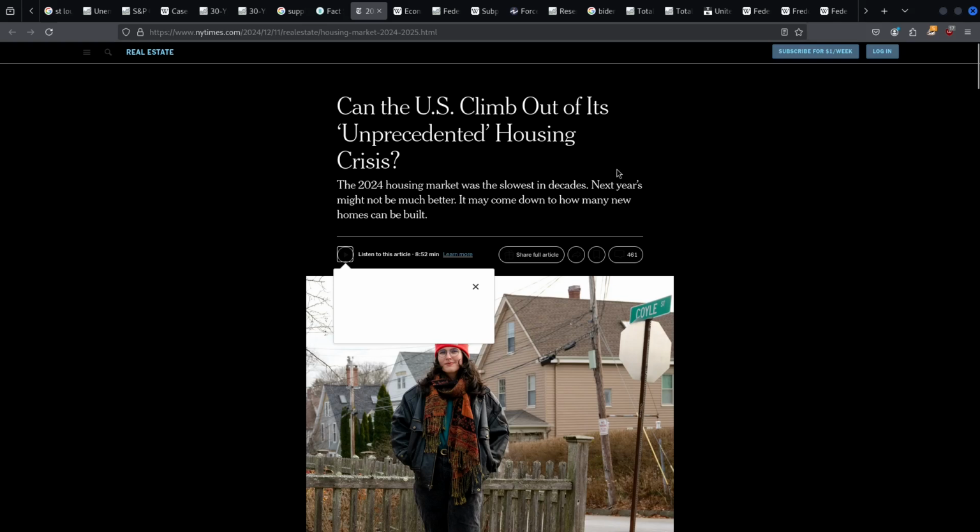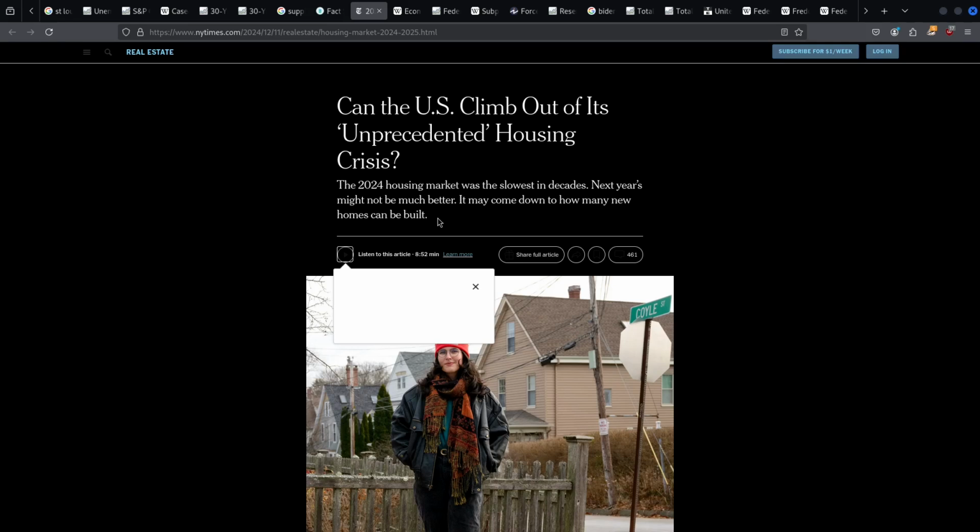Can the U.S. climb out of its unprecedented housing crisis? The 2024 housing market was the slowest in decades. Next year's might not be better. It may come down to how many new homes can be built.